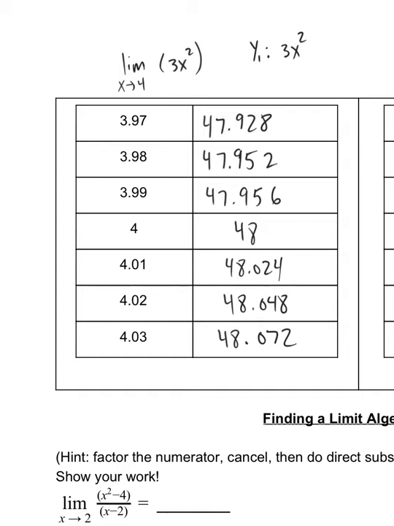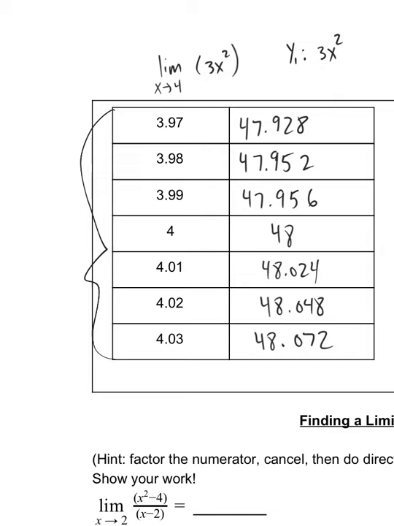To set up your x-axis, you have to hit second and then table. At the top of that screen, it's going to say table start, TblStart. You want to start your table at whatever you're approaching. So table start is going to be 4 in this case. And then the second row on that table says delta Tbl.